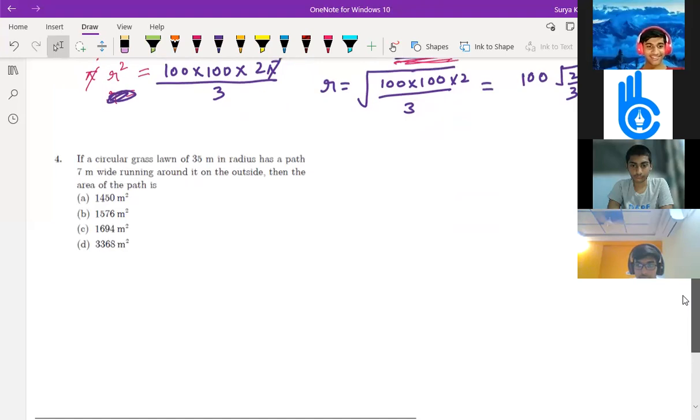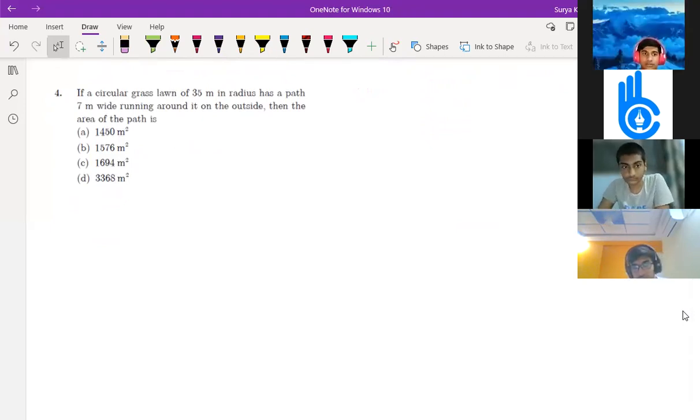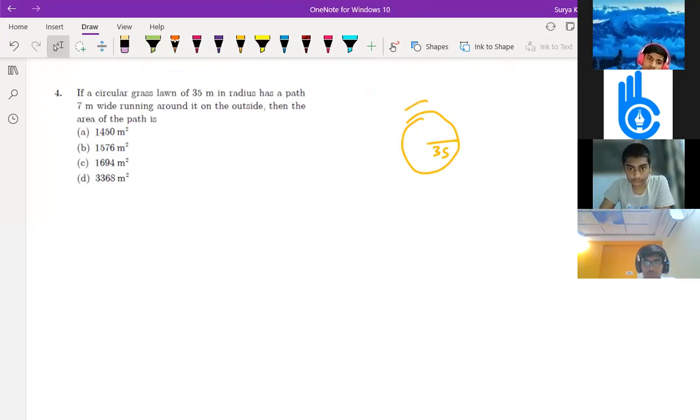Fourth question. Now you tell. A circular grass lawn of 35 meters in radius has a path 7 meter wide running around it on the outside. Then the area of the path is what? Circular grass lawn of 35-meter radius. So this is your circular lawn, 35-meter radius, has a path 7 meter outside. This path is 7 meter. Okay. Then the area of the path. The area of the path is what?